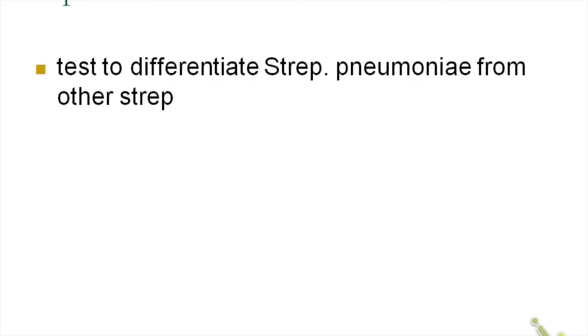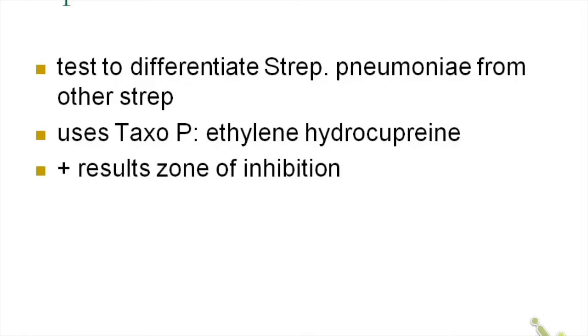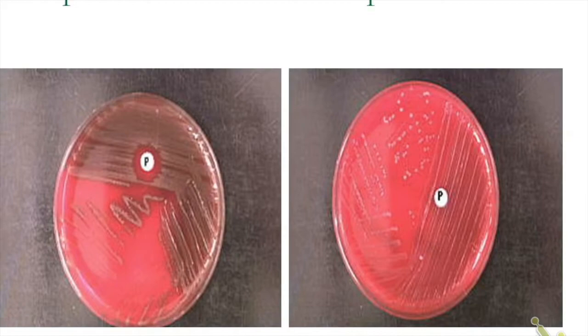Here's the optochin test. A test that will differentiate Strep pneumoniae from other strep. Unlike in bacitracin, where you're using Taxo A, here you use Taxo P, which is made up of ethylhydrocupreine, and a positive reaction is characterized by the zone of inhibition. So here's an example of a positive optochin test. Here's an example of a negative optochin test.